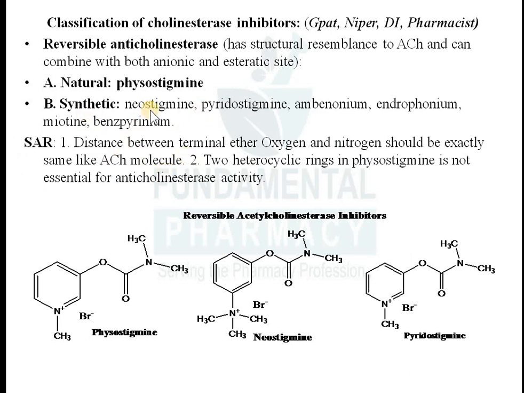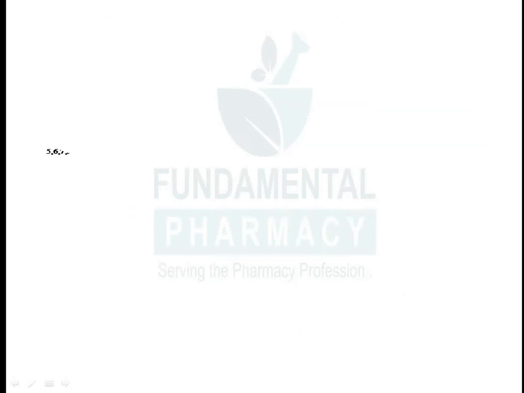Next is their structure activity relationship. There are only a few points. The distance between the terminal ether oxygen and nitrogen should be exactly similar to acetylcholine. Here the distance should be similar: this is the ester, this is the oxygen and this is the nitrogen. The gap between the terminal nitrogen and the ester should be four carbons: 1, 2, 3, 4, and similarly here. Then the tricyclic ring in physostigmine is not essential for anticholinesterase activity. It is not that important.